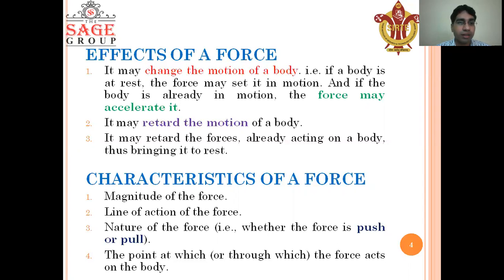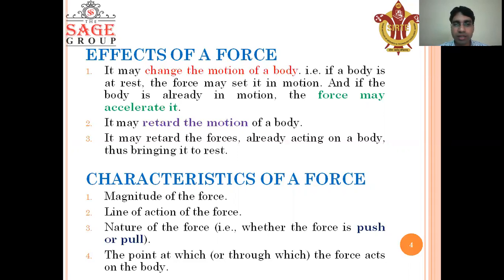Next, it may retard the motion of a body. For example, we apply force on the brake pedal, and here you can see the effect of the force: your vehicle is going to stop or retard. And next, it may retard the forces already acting on a body, thus bringing it to rest.